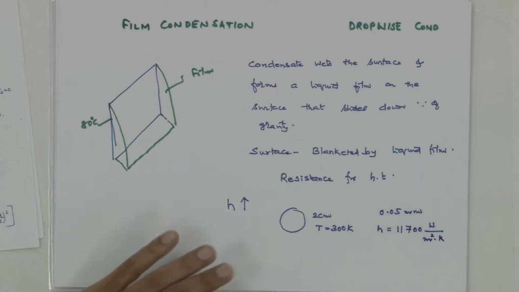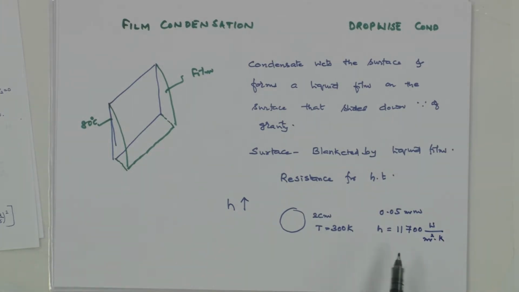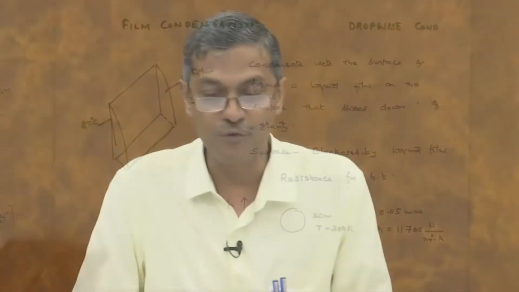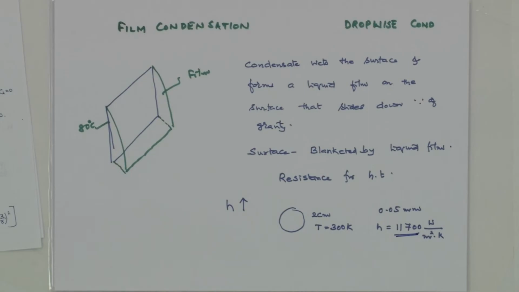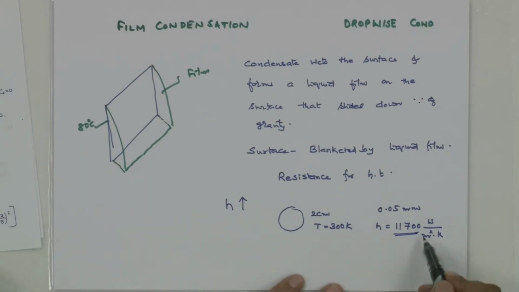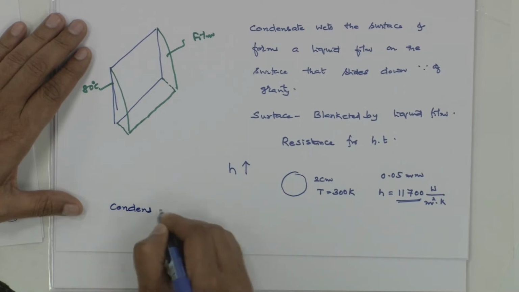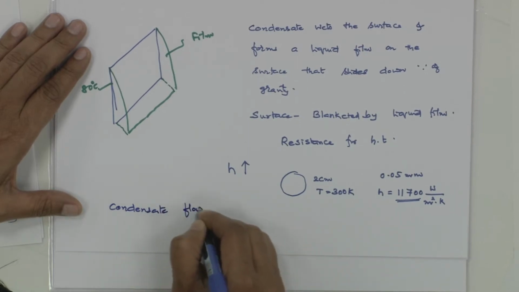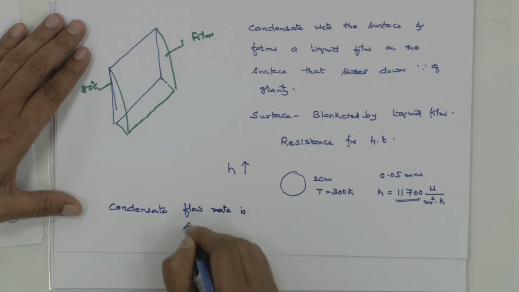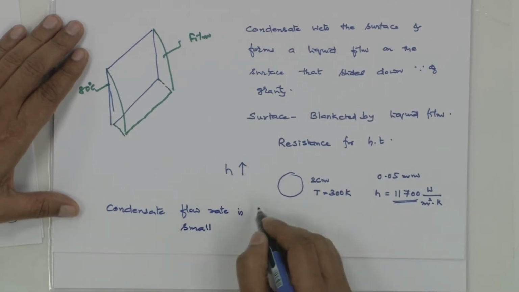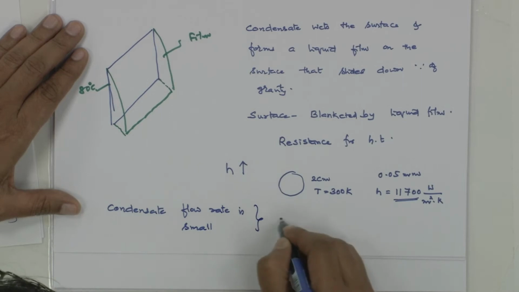You see the number. Natural convection heat transfer coefficient was hardly 5 or 10, and in forced convection you come across around 1000 or 2000. If it is water, you will reach around 2000. But now you see the number: it is of the order of tens of thousands, that is 11,700. If the condensate flow rate is small, then the flow is laminar.